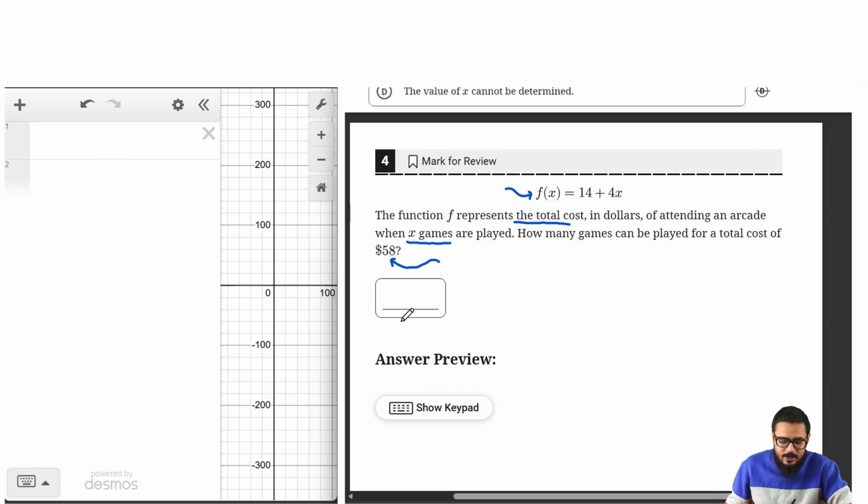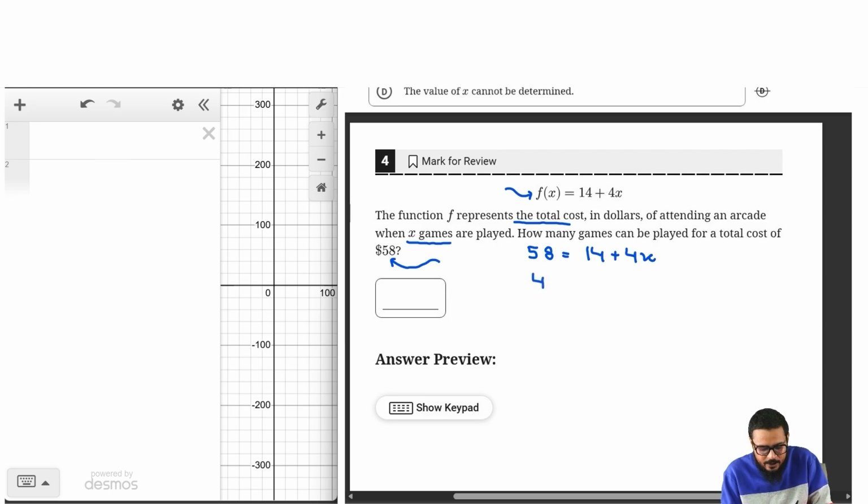Now, you have to be very careful, since $58 represents the value of f, not the value of X. You're not going to put $58 for X, but instead you're going to substitute this $58 for f of X. So I'm going to write $58 equals 14 plus 4x, and if I subtract 14 on both sides, I'll be left with 44 equals 4x. Then I'm going to divide both sides by 4, and X would come out as 11, right? So that should be the right answer for this one, the number of games played.